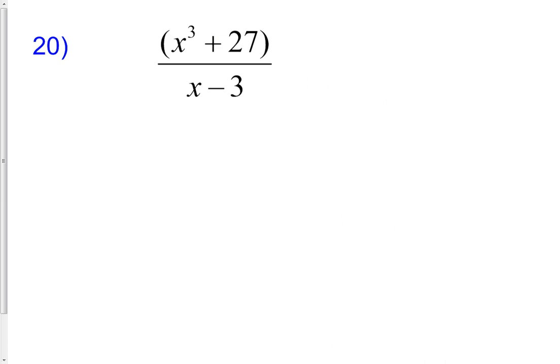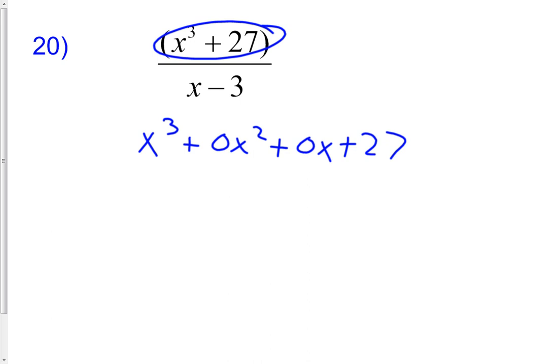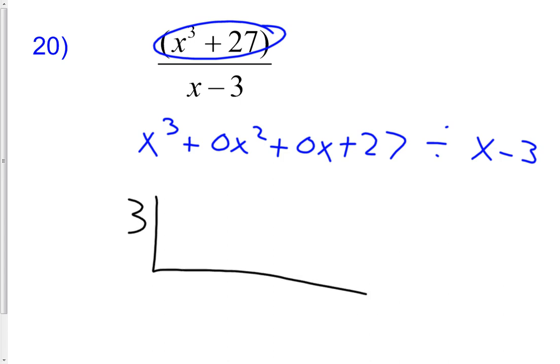Question number 20, it's the same thing. It's kind of like x cubed plus 0x squared plus 0x's plus 27. That's what this is saying. And we're dividing that by x minus 3. So the 3 comes out in front. The opposite of this, x minus 3, is the plus 3. We bring down our coefficients, 1x cubed, 0x squareds, 0x's, and 27. Got to remember those placeholders.